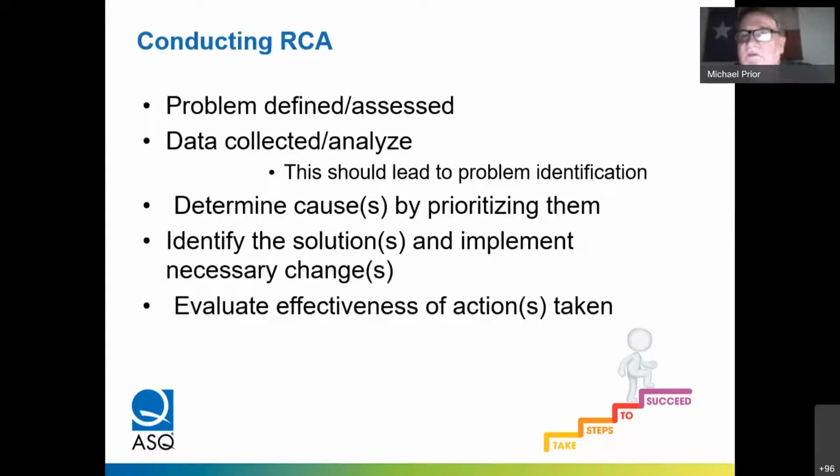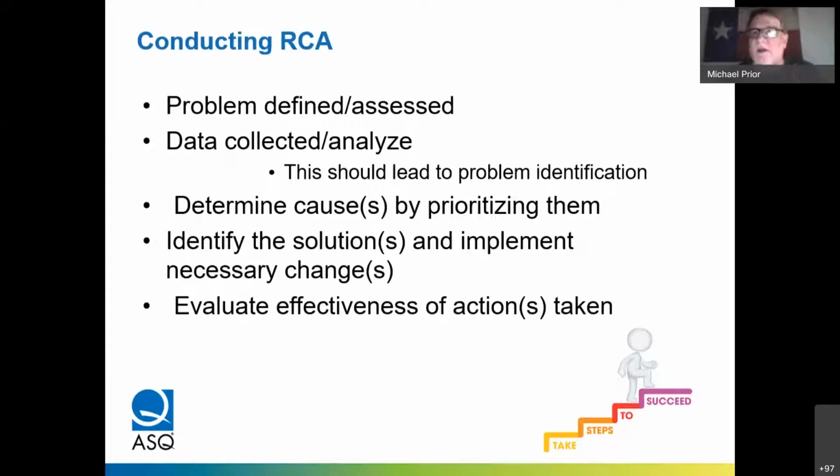But if you're able to collect enough data on an issue that you have defined and assessed as a possible risk, and you're analyzing that data, it should lead you to a problem identification. Determine the causes by prioritizing it. That's what root cause is, because generally, very few things in life have a single root cause that pops out and is laying on the floor in front of you. Identifying solutions and implementing necessary changes is vital, because when you're doing a corrective action and you're looking for a root cause, remember, risk is always raising its nice little head at you.